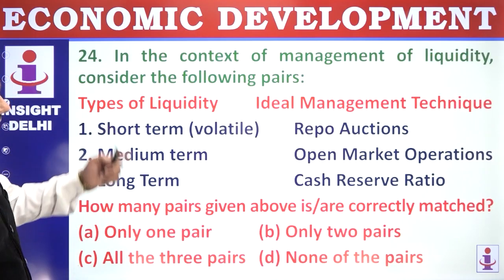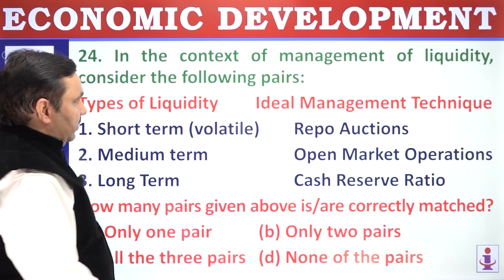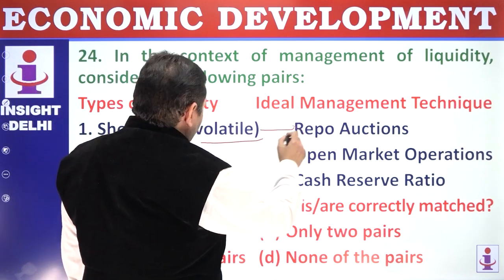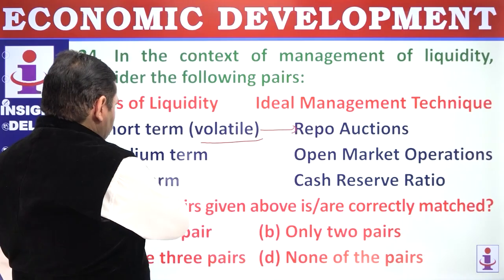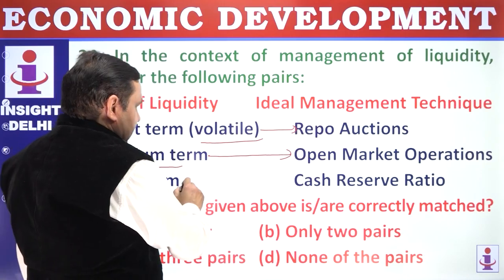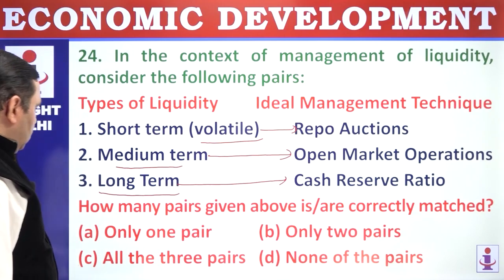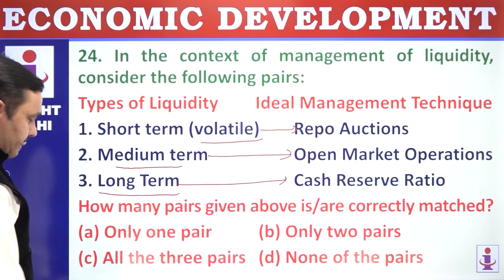24. In the context of management of liquidity, consider the following spheres. Short-term volatile liquidity is handled by repo auctions. Medium term is handled through OMOs, open market operations, and long term is handled through CRR. So 1, 2, 3 all are matched here.